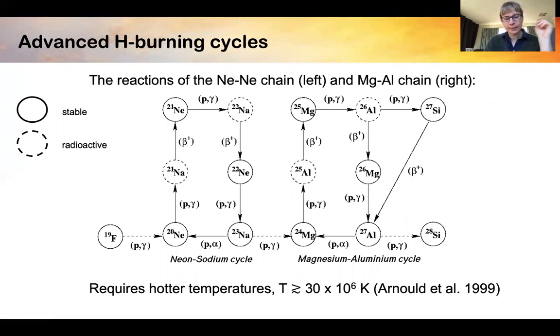Now, these chains, the left-hand side mostly converts neon isotopes into sodium, that is sodium-23. Through the magnesium-aluminium chain, we essentially convert magnesium isotopes into aluminium. This is also a pathway to make aluminium-26. It's the main pathway, in fact, to make aluminium-26 in the galaxy. And we know there's quite a lot of live aluminium-26. It has a half-life of about 700,000 years, and it's mostly made through this process.